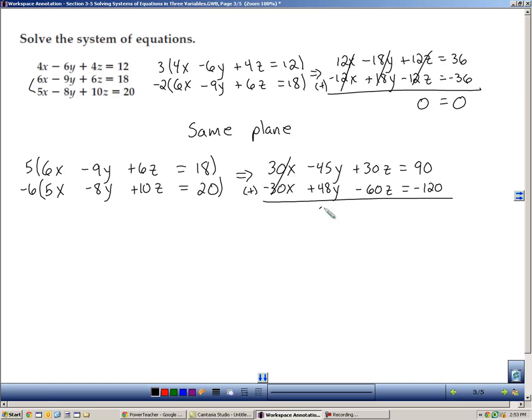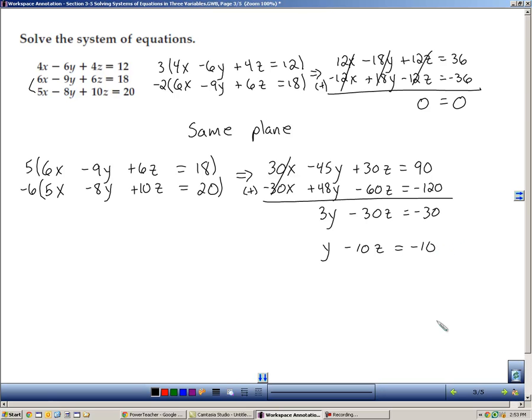Negative 45 and 48 is 3y. 30 plus negative 60 is negative 30z. And 90 plus negative 120 is negative 30. Now, one thing I notice here is these all contain a 3, so I'm just going to divide everything by 3 and simplify. So 10z equals negative 10.